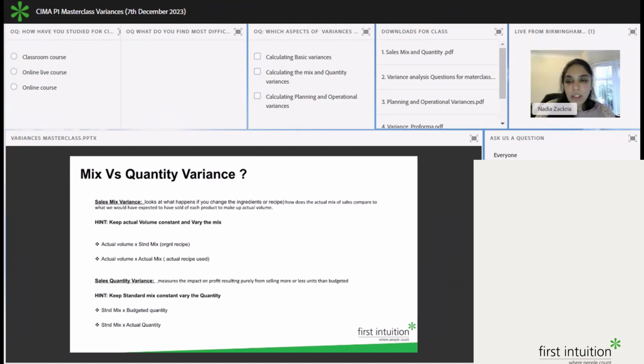When you see the word quantity variance, you're going to keep your mix. It's always going to be the opposite that you'll vary. So if you see the word mix, you're going to vary the mix and keep the quantity constant. If you see the word quantity, you know that's what you've got to vary and keep the opposite constant. Okay, so quantity, constant. Using that, I'm going to show you another question, but you'll see it's a lot easier to work through with numbers rather than just simple formulas, right?